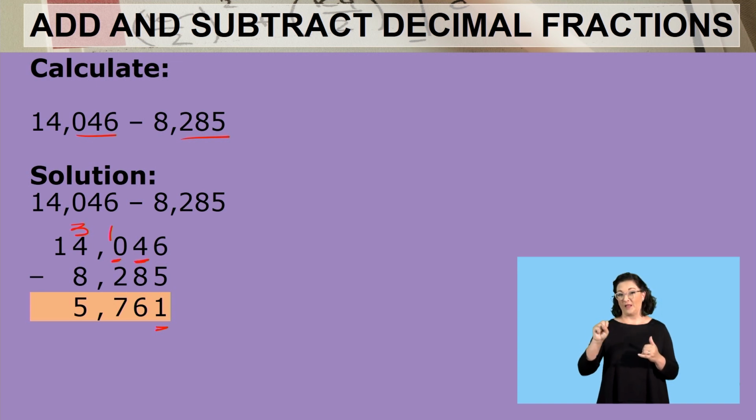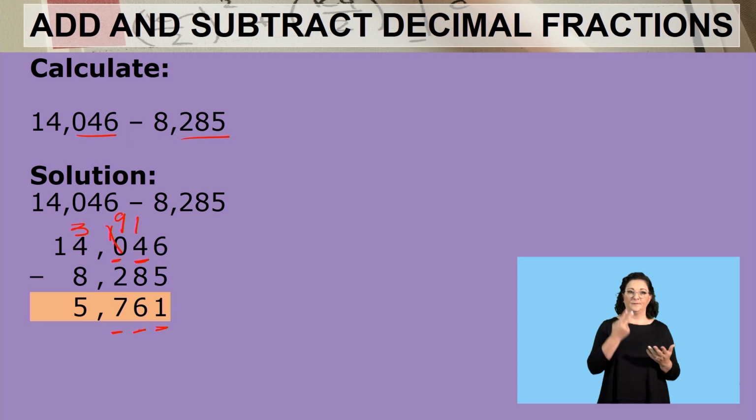So we must still take 1 from the tens, which now means we have 9 tenths, and we now have 14 hundredths. Now we can continue with our subtraction. Now we say 14 hundredths subtract 8 hundredths, which will give you 6 hundredths. And then we say 9 tens subtract 2 tens, which will give you 7 tens. And then we move on.